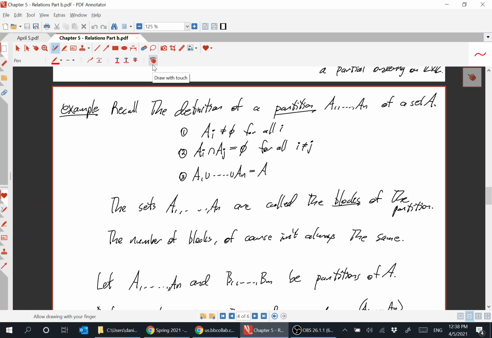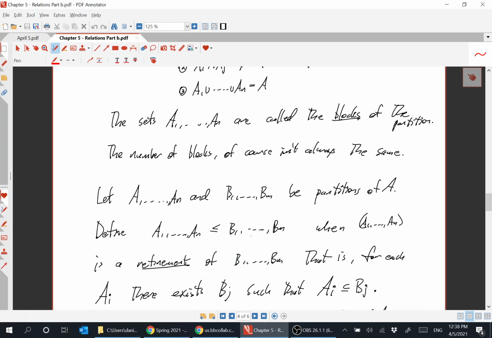So the definition of a partition of a set A is a collection of non-empty subsets, A1 to AN, such that 1, each one is non-empty, 2, the intersection of any two is empty, and 3, the union of all those sets is A itself. So you're dividing A into disjoint subsets, right? And the sets A1 to AN are called the blocks of the partition. And the number of blocks, of course, isn't always the same.